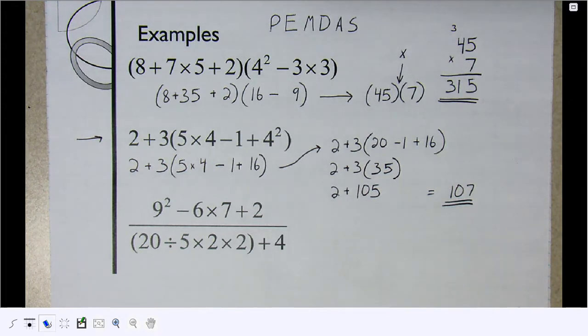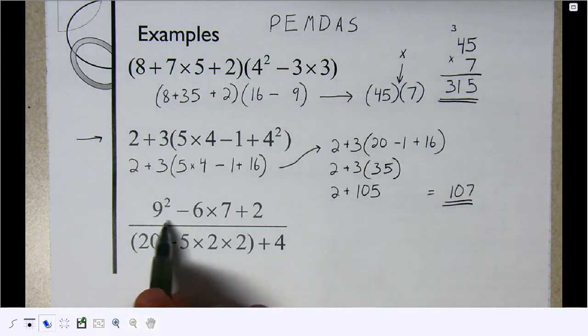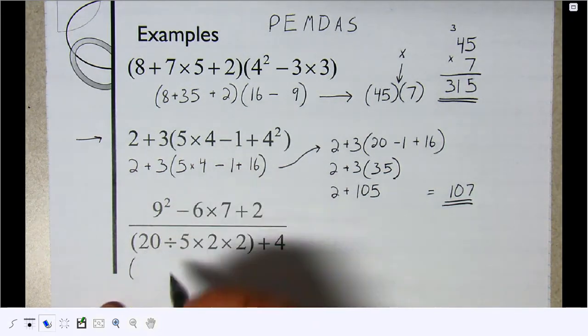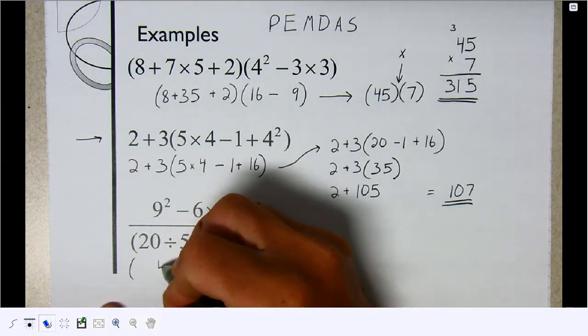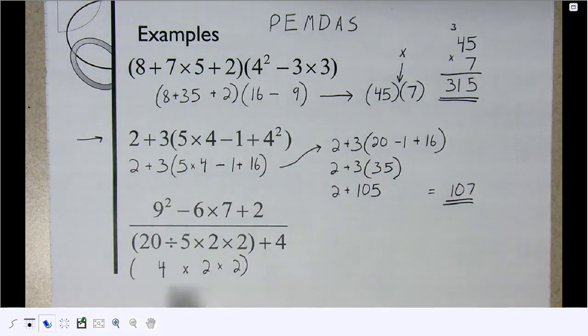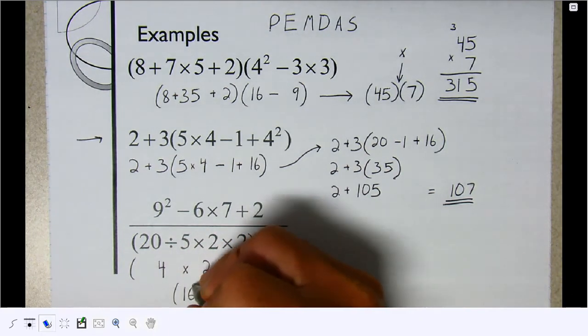Okay, one more and I'll give you a couple for practice. Here's another fraction at the bottom. 9 squared minus 6 times 7 plus 2 over a big set of parentheses plus 4. Let's figure out what the value inside the parentheses is. Now here's a case where we have a division, a multiplication, and a multiplication. These three are all a tie. So here's a case where we have to work left to right. We don't want to take 5 times 2 or 2 times 2. We work left to right. So this parentheses becomes 20 divided by 5, that's 4, times 2 times 2. And now we'll keep working left to right. That 4 times 2 is 8, times 2 means the value of these parentheses is 16.